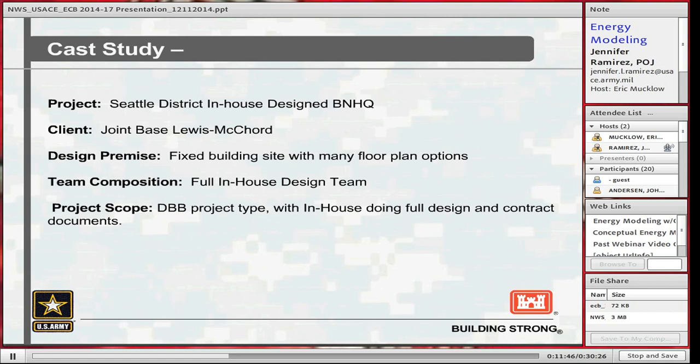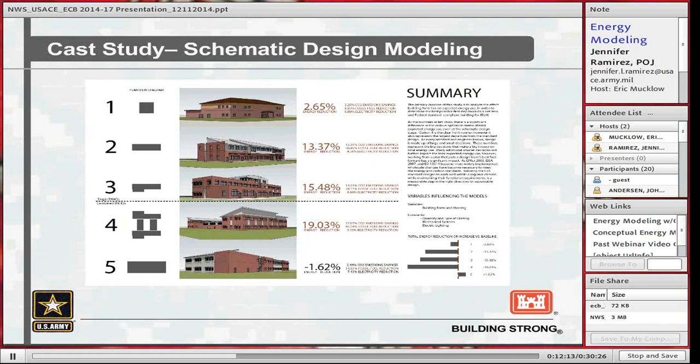The design premise was a fixed building site with many floor plan options. The team composition was a full in-house design team, and I see that some of our design team members are on the attendance today, and shout out to them for such a great project. This project was a design-bid-build with in-house doing the full design and construction documents.